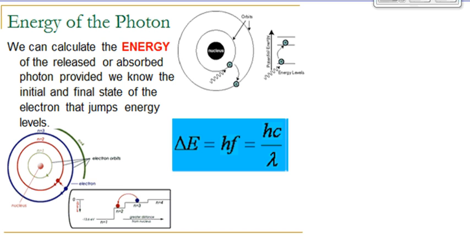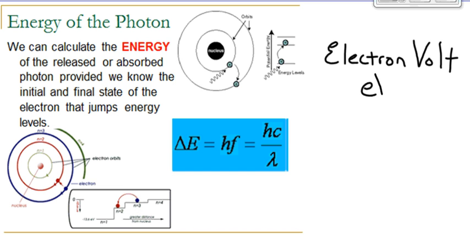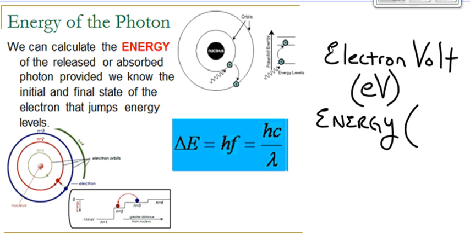So, real quick, I'm actually going to write something. There is something called an electron volt. Now, don't worry, you don't have to learn a new concept. An electron volt is just a unit, and here's the symbol for it, by the way. It's just a unit for energy, which is in joules, remember?